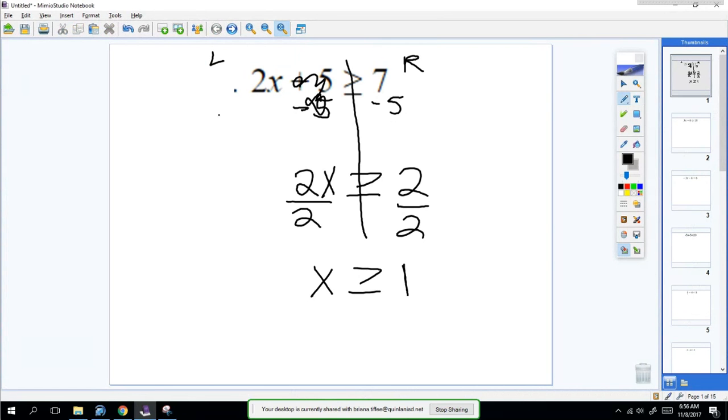Okay, so this is the same idea as solving a two-step equation. But instead of an equal sign, it just has an inequality sign. Now you try one.